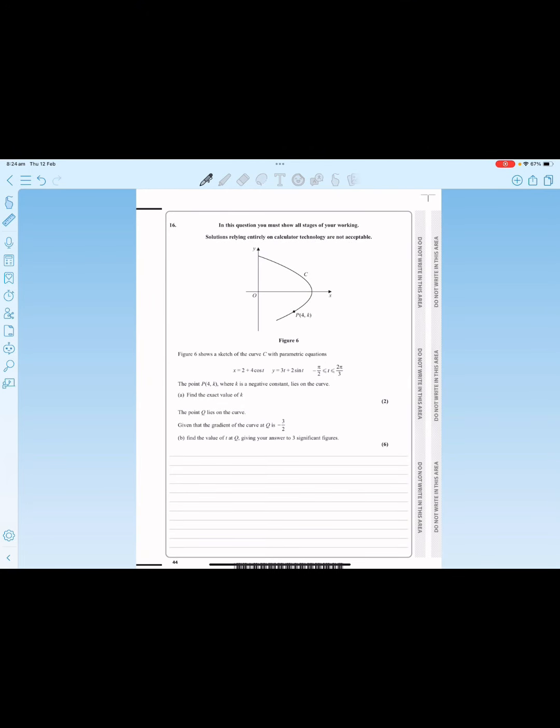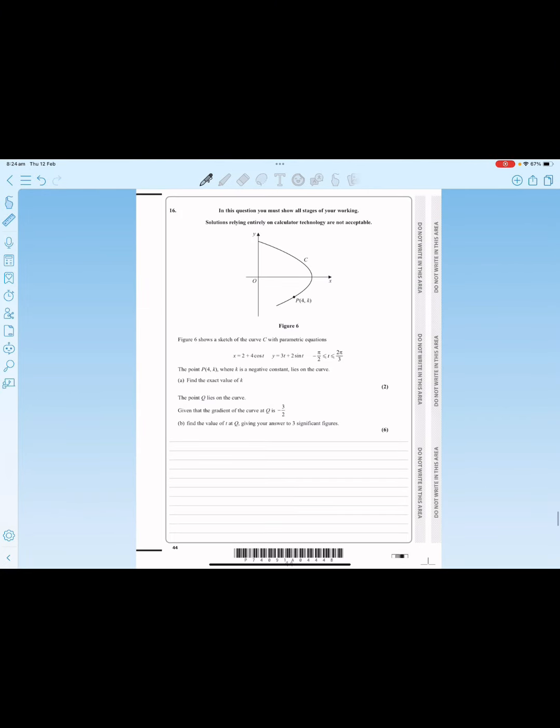Question number 16, the final question on this paper. It's a standard parametric equations question, so if you've done enough practice on these, you should be fine with this. So 16a says the point P, with y-coordinate k, where k is a negative constant, lies on the curve, and we're given some parametric equations, and we want to find the exact value of k.